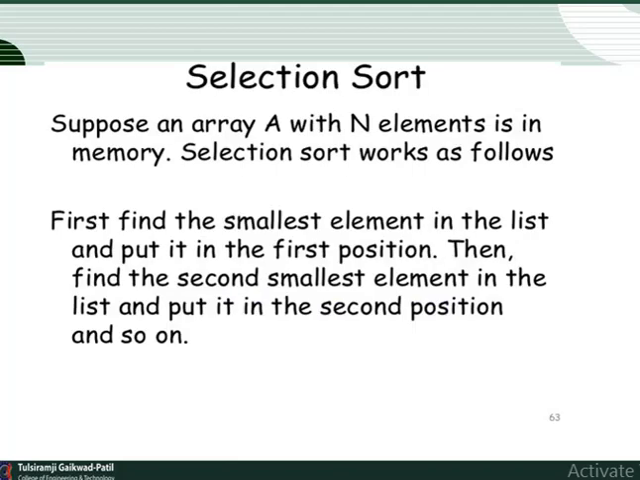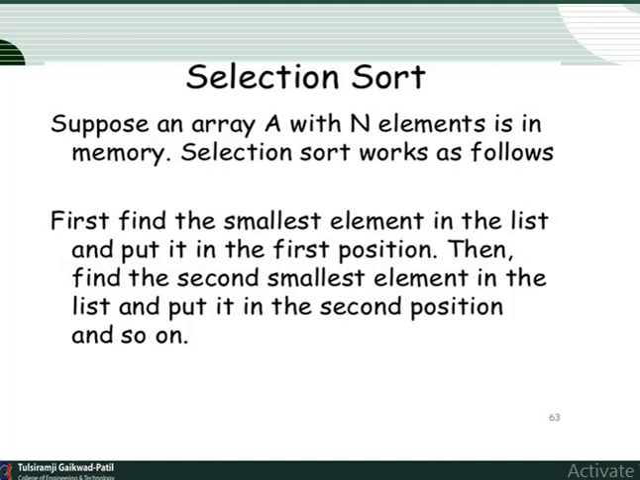Selection sort, suppose an array A. As we know from the definition, it is very simple: we have to select a particular element from the list. The sorting algorithm is an in-place comparison based algorithm in which the list is divided into two different parts. We have discussed this in the last video as well.